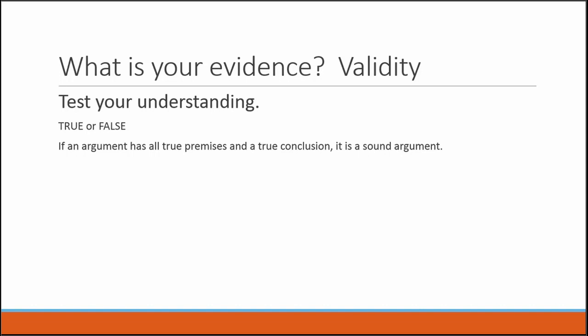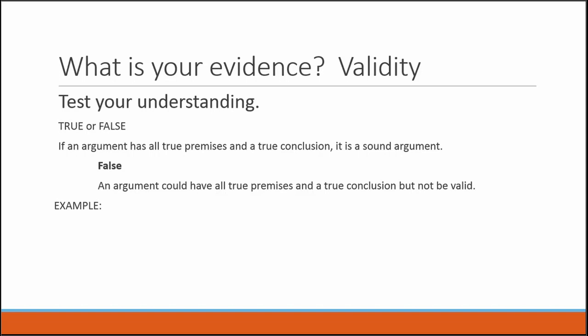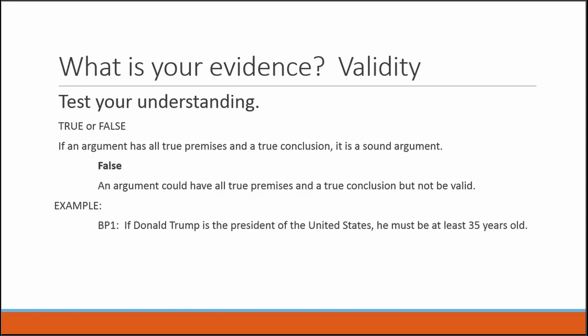Another one, true or false? If an argument has all true premises and a true conclusion, it is a sound argument. False. This statement is false. An argument could have all true premises and a true conclusion and still not be valid. Remember, for sound arguments, you need all true premises and it needs to be valid. So here's an example of an argument that has true premises, a true conclusion, but it's not valid.